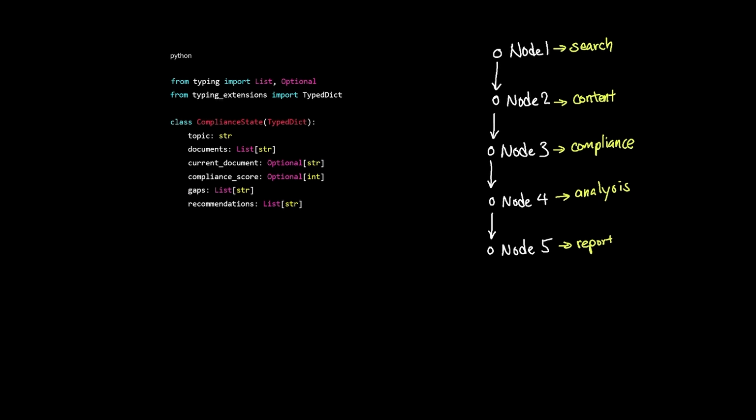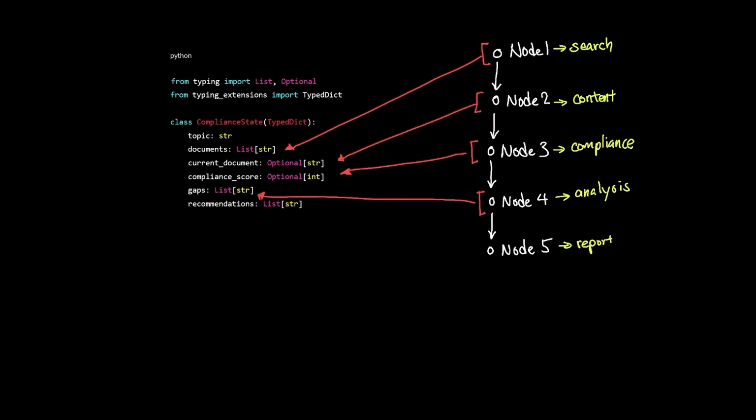As the workflow progresses, each node updates relevant state variables. Node 1 populates documents with found policy files. Node 2 processes individual documents and updates current document. Node 3 calculates compliance score. Node 4 identifies gaps. Node 5 generates recommendations. The state graph orchestrates execution based on the configured flow.